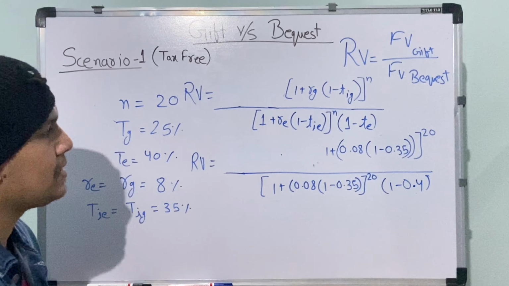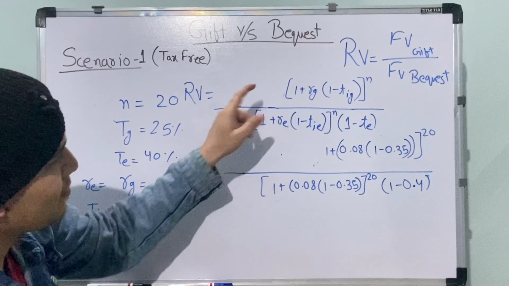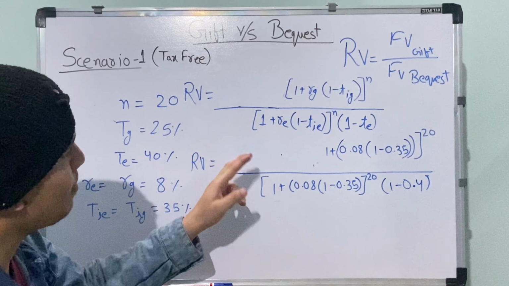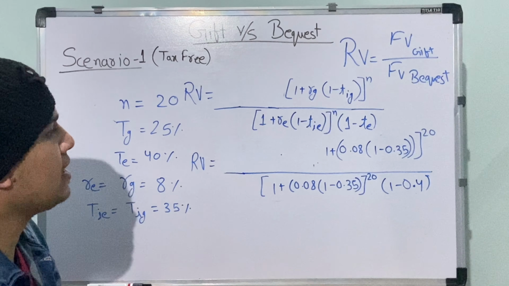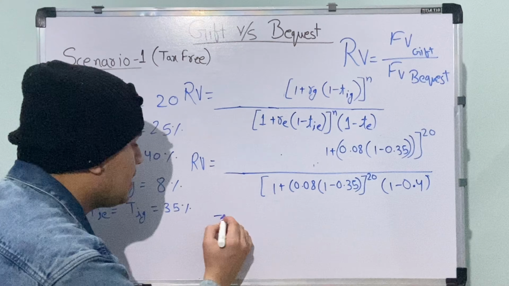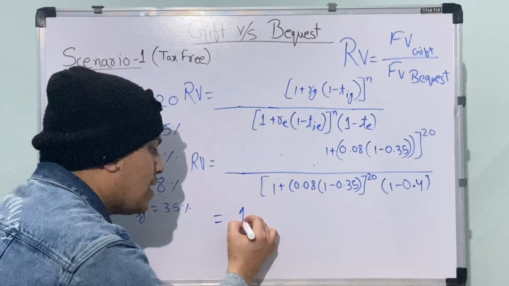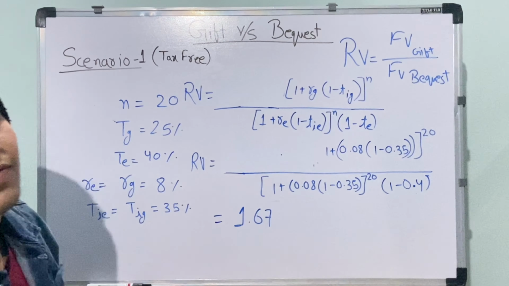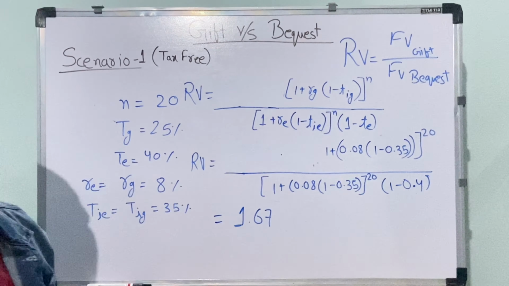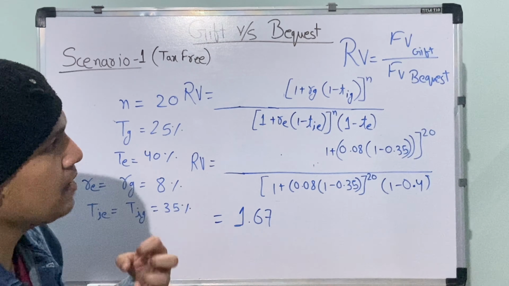So in the example, we have first the tax-free scenario. In tax-free, this is the formula. When we put the numbers in the tax-free situation, you can calculate it on your financial calculator also. We can see that the answer will come as 1.67. That means the future value of the gift is more than the future value of the bequest. It means it is beneficial to give a gift rather than a bequest.